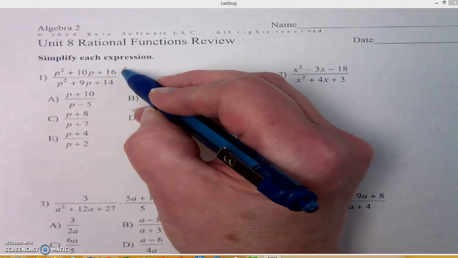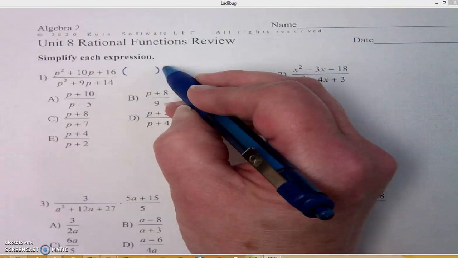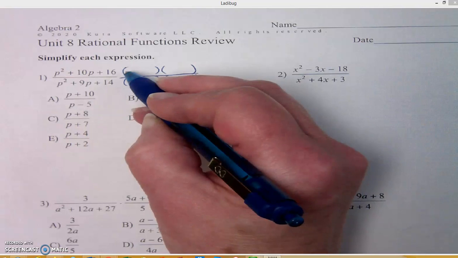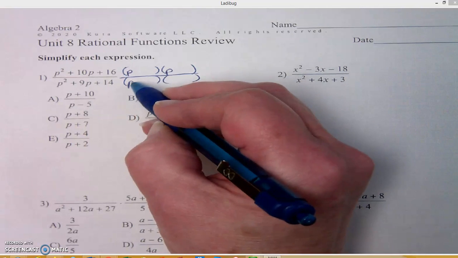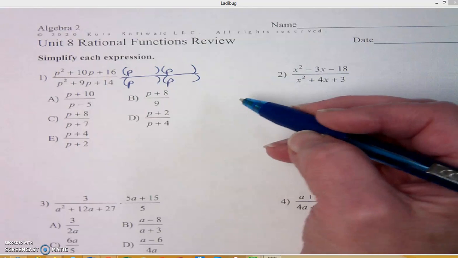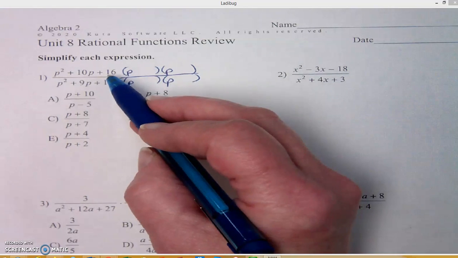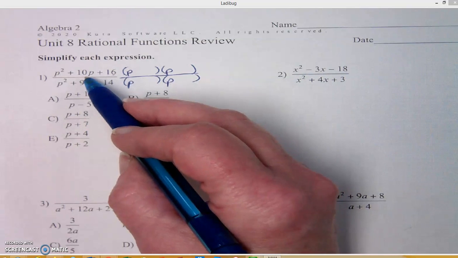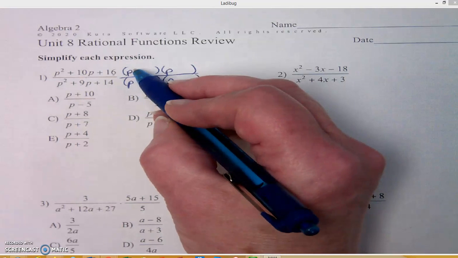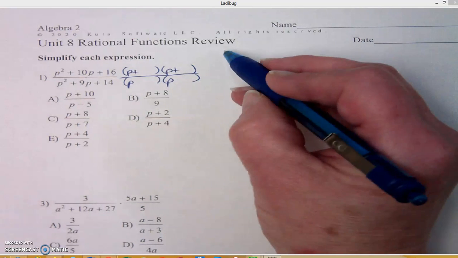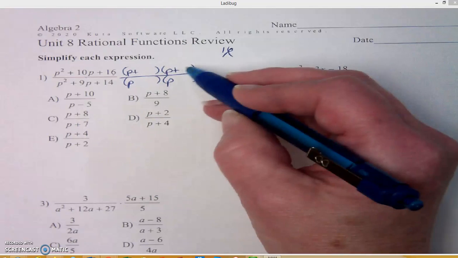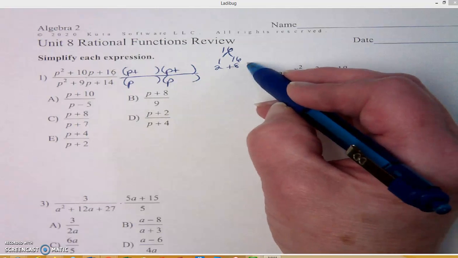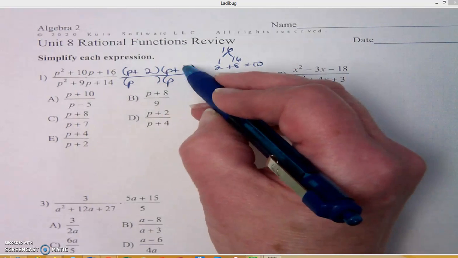So if you factor a trinomial and our a is 1, you're going to have two sets of parentheses. And go ahead and set it up for numerator and denominator. I'm going to put a p in the first because p times p is p squared. I look at my last term. It is 16. So I need to find factors of 16. When I add them together, I get 10 because both of these signs are positive. So both of these signs are going to be positive. So factors of 16 that when I add them together are 10. So I have 1 and 16, 2 and 8. 2 plus 8 equals 10. And so I'm going to put 2 and 8 here.